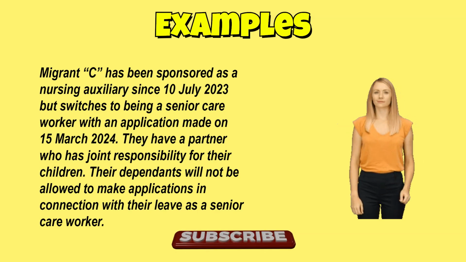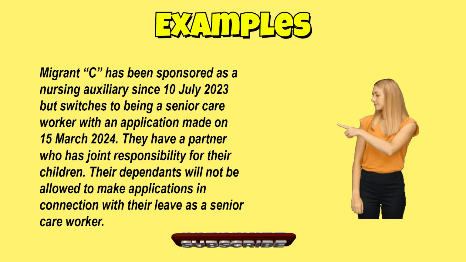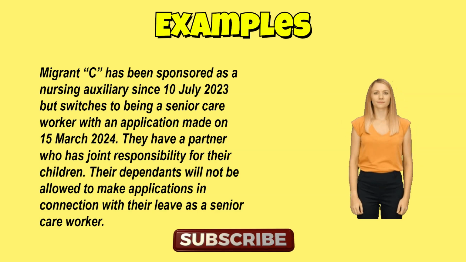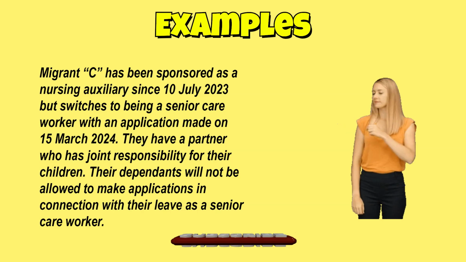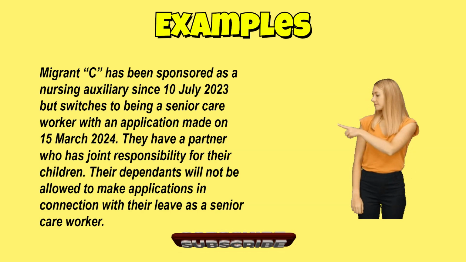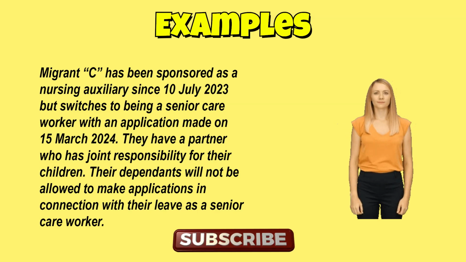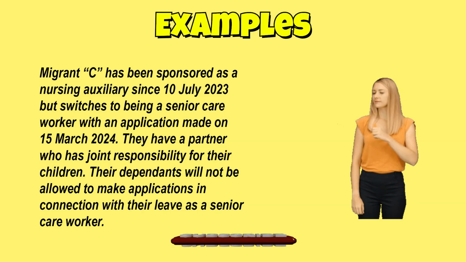Migrant C has been sponsored as a nursing auxiliary since the 10th of July 2023, but switches to being a senior care worker with an application made on the 15th of March 2024. They have a partner who has joint responsibility for their children. Their dependents will not be allowed to make applications in connection with their leave as a senior care worker.